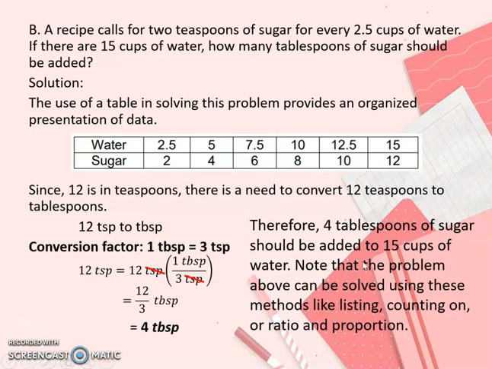Note that the problem above can be solved using these methods like listing, counting on, or ratio and proportion. So, we can use a table for this problem. Okay, for this dimension, we can use listing, counting on, and ratio and proportion. Okay, so that is our answer.